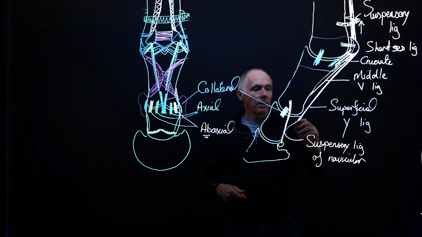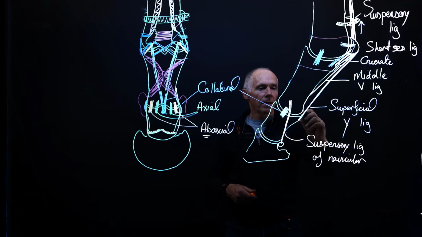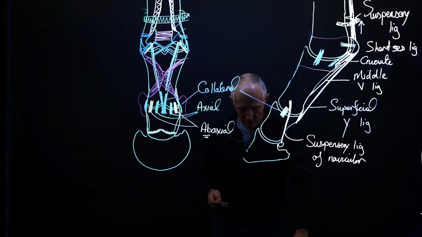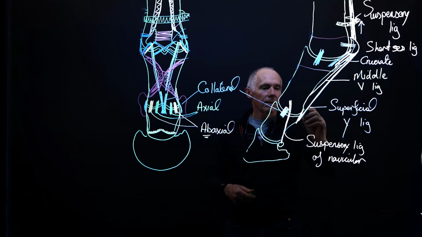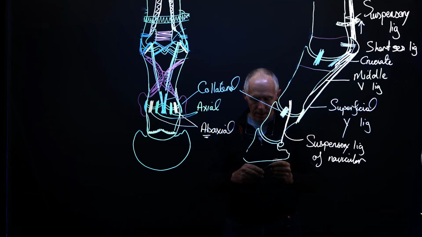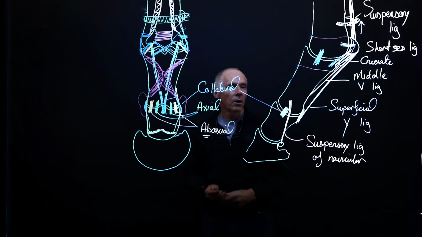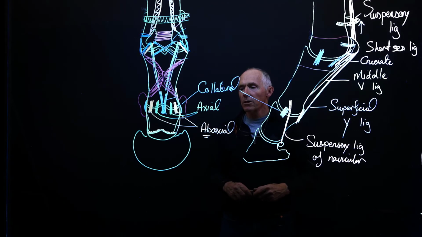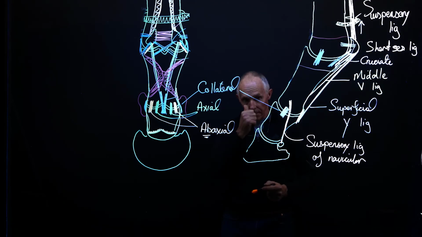And then we have the abaxial and the axial, really on the same plane, that only involve the proximal interphalangeal joint.